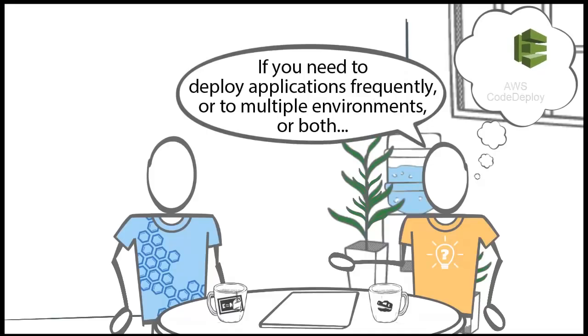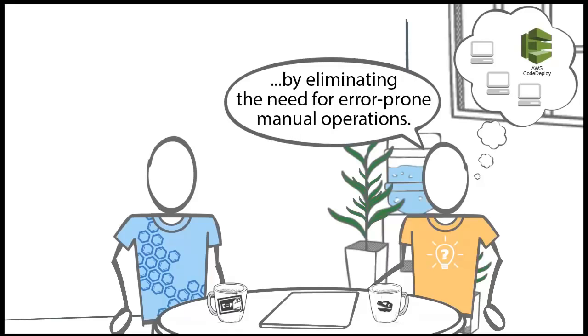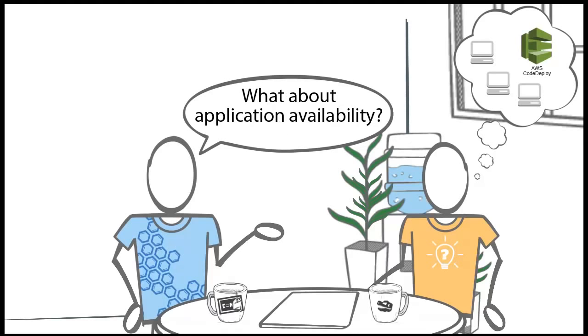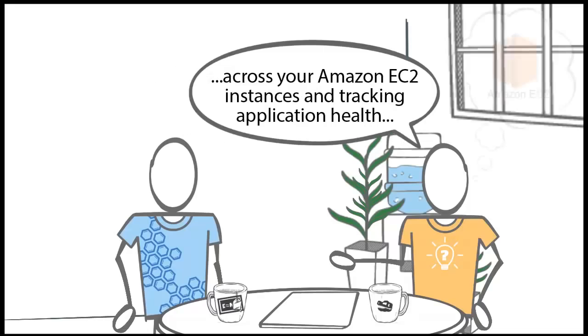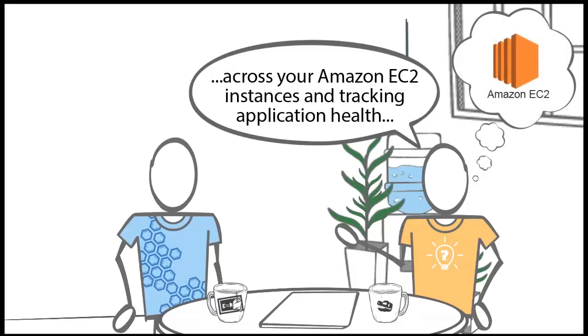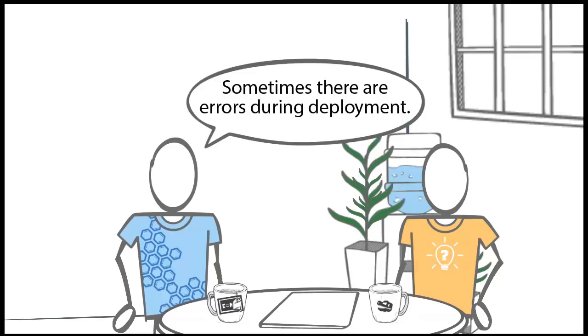If you need to deploy applications frequently, or to multiple environments, or both, it automates the process, allowing you to deploy reliably and rapidly by eliminating the need for error-prone manual operations. What about application availability? AWS CodeDeploy helps minimize downtime by performing rolling updates across your Amazon EC2 instances and tracking application health according to configurable rules.